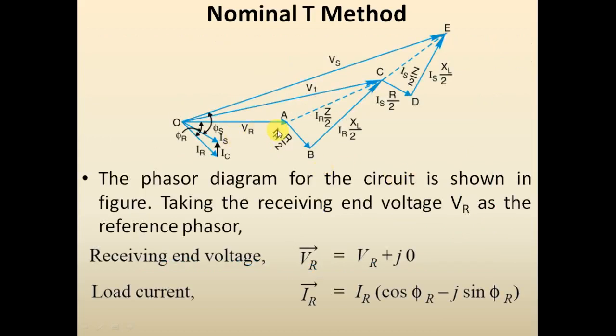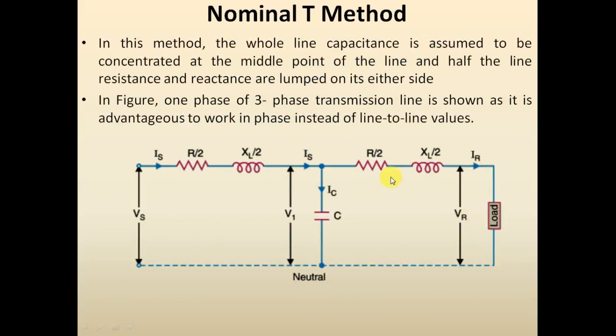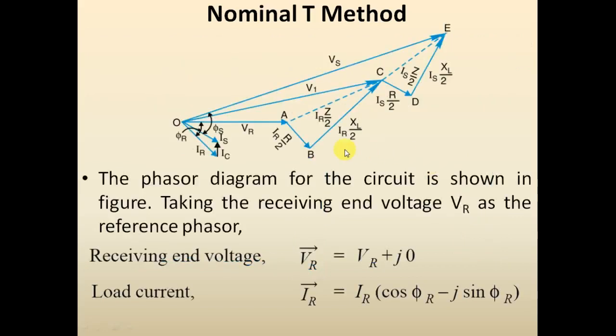So with VR, we have to add the drop occurring in the impedance branch to get the value of V1. That is, along with VR, I have to add the vectors IR into R by 2 and IR into XL by 2. In order to draw the vector IR into R by 2, we have to draw a line parallel to IR at the tip of VR. Definitely, the length of this IR into R by 2 will be less than that of IR, as the value of R is quite small. Now to draw the vector line of IR into XL by 2, we have to draw a line perpendicular to that of IR into R by 2. So this indicates the IR XL by 2 line.